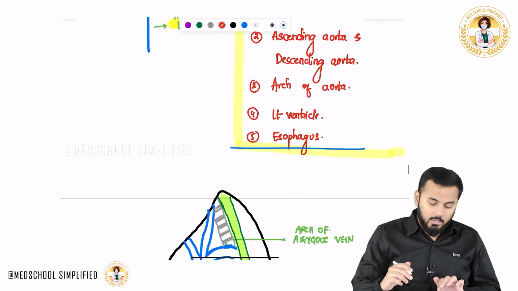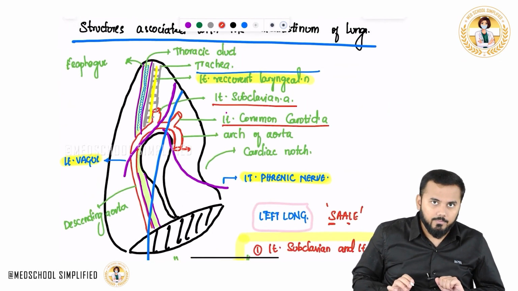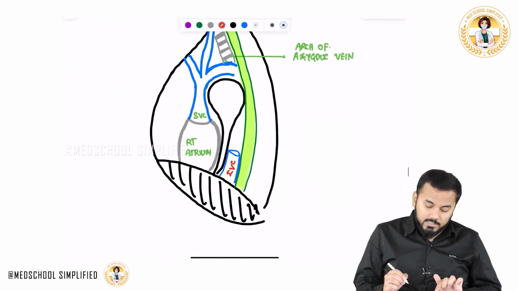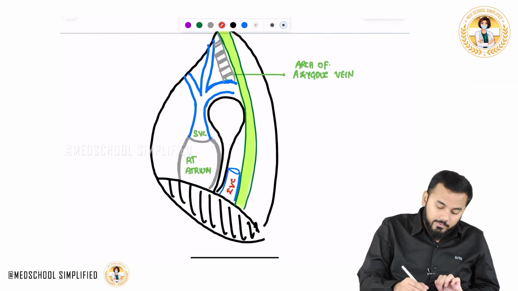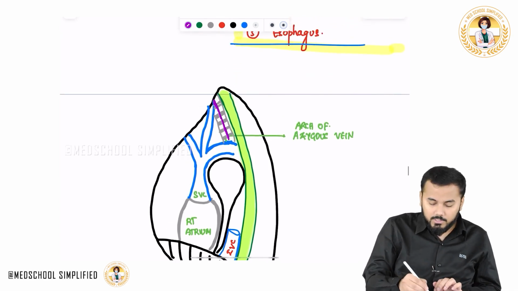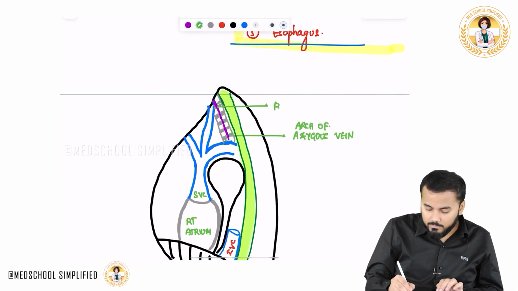And previously on the surface of trachea, we have got left recurrent laryngeal nerve. Previously on the left side, we have got the left vagus nerve. So if there is left, there should also be right vagus nerve, right? So exactly here, this vagus nerve which I am drawing right now is your right vagus nerve.